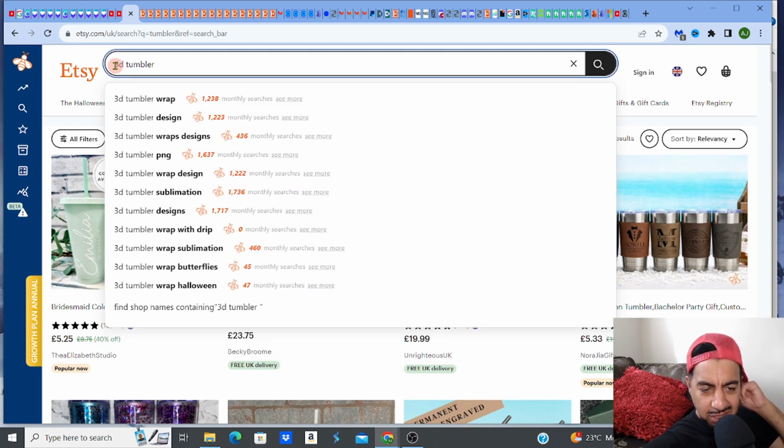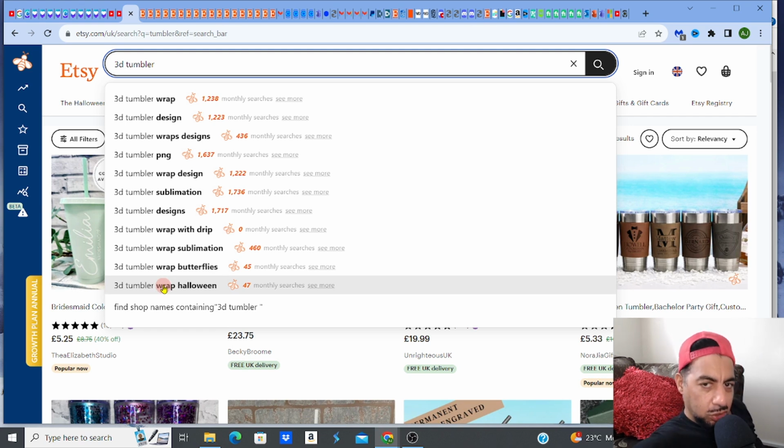Tumbler. Look at this. Now it's talking to me. Check it out, guys. Look, 3D Tumbler wrap, right? We know that. That's straightforward. But let's go down here. Look at this: 3D Tumbler wrap butterflies, 3D Tumbler wrap Halloween. Yeah? So now it's telling me something. This is what people are looking for. They're typing it in. Okay?